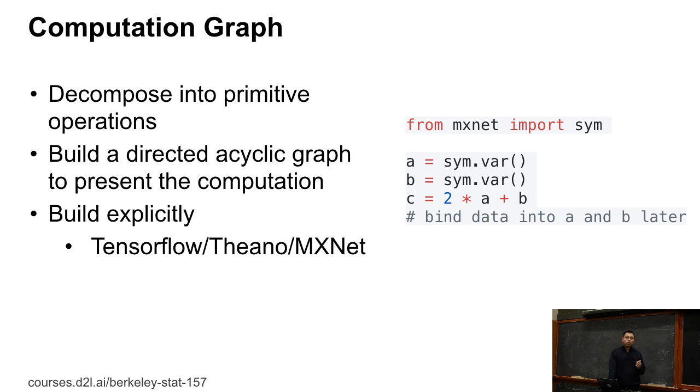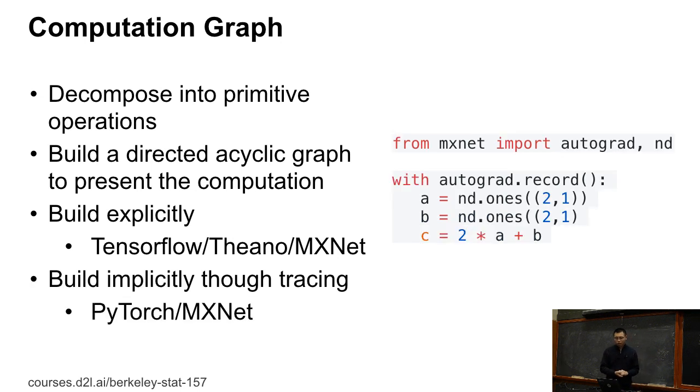Then we build the expression c equals 2 times a plus b. Up to this point, we just build the equations in the library. Later on, we can give a and b data to evaluate. So in this way, we first construct the expression and then do something else. That's the dominant way, like maybe 2 to 3 years ago, because deep learning people didn't know how to do more natural things. The other approach is called imperative.